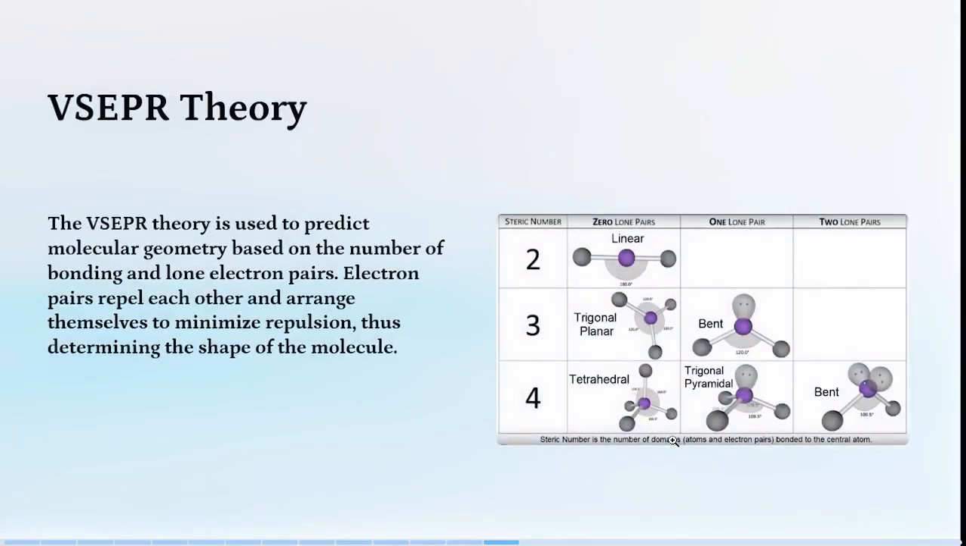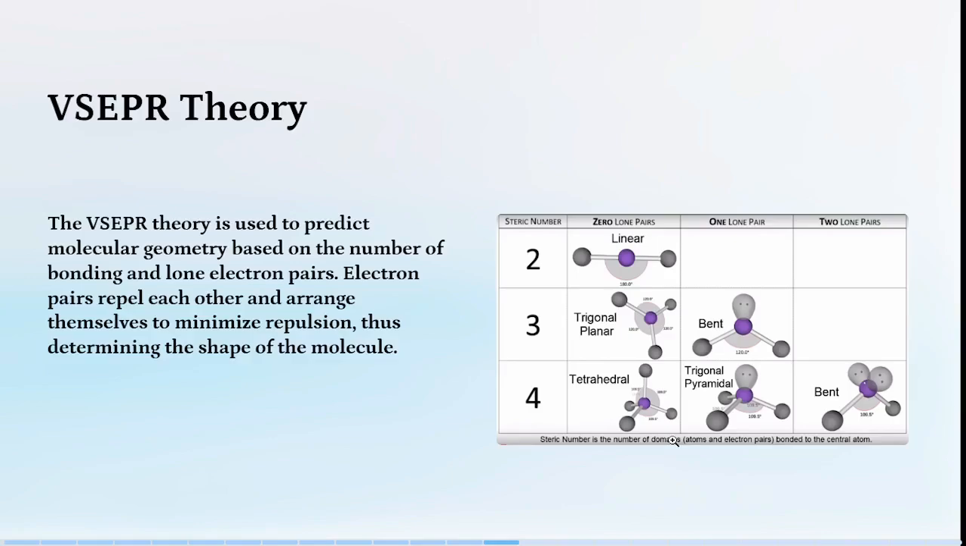So the theory now will be summarizing VSEPR theory, which is the valence shell electron pair repulsion theory. The theory is used to predict the molecular geometry based on the number of bonding and lone pairs of electrons. These electron pairs repel each other and arrange themselves to minimize the repulsion.